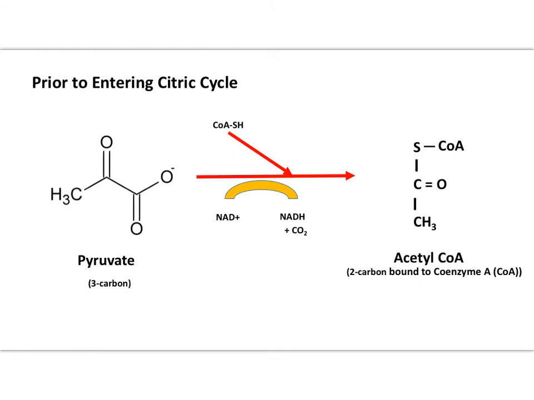Each pyruvate, prior to entering the citric cycle, converts to a 2-carbon molecule bound to coenzyme A, known as acetyl coenzyme A. Carbon dioxide is released and NADH is generated. Since we have 2 pyruvates, a total of 2 NADHs are produced.